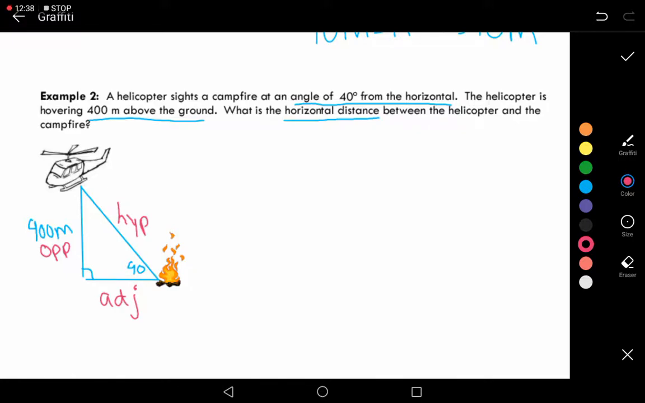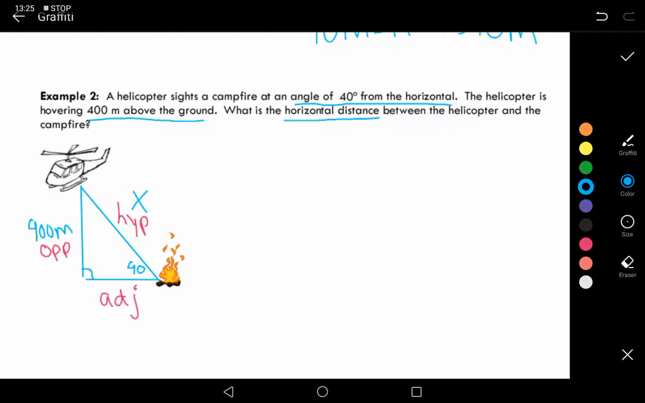Okay, so step 4 now is to write an equation using a trig ratio. So we need to figure out what trig ratio we are going to use here. I know that I need to include the opposite side. I also, because I have that information, know that I need to include the hypotenuse, which I'm going to just refer to as x, because that's what we're trying to find. It says, what is the distance between the helicopter and the campfire? So we obviously need to include what we're trying to find. So I need a trig ratio that has both the opposite and the hypotenuse.